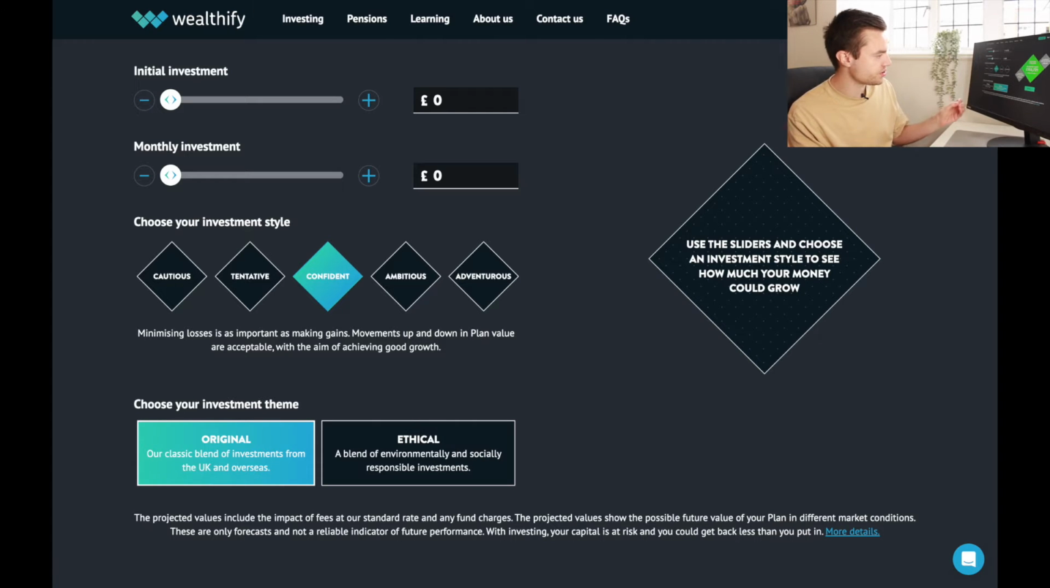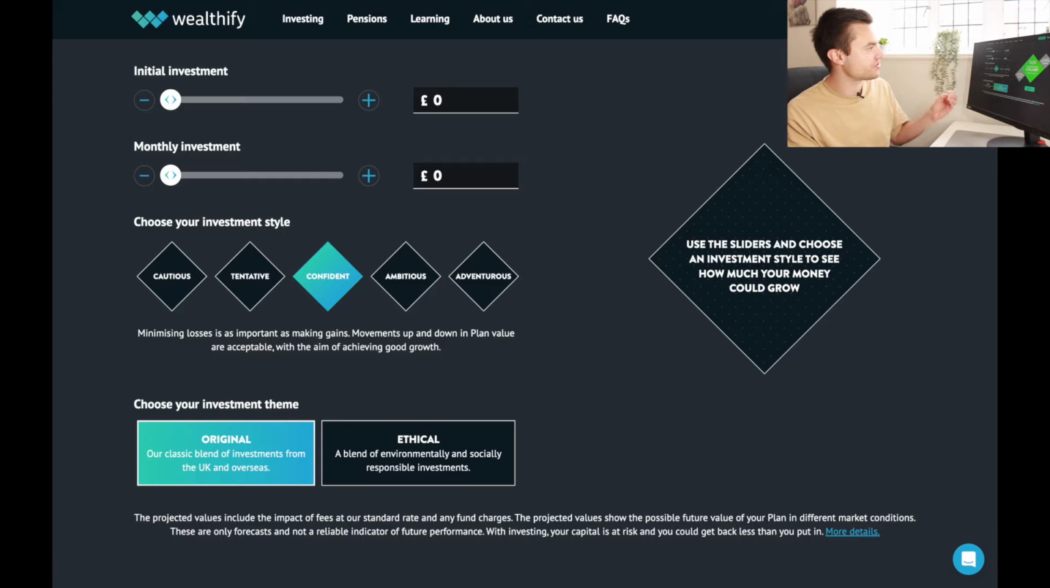Whereas with original, you just don't have that filter for only investing in environmentally and socially responsible investments. It doesn't mean you're putting your money into bad companies and bad investments. It just means you don't have that filter of only investing in environmentally and socially responsible investments. So choosing your investment theme is the first step for Wealthify to identify what type of portfolio suits your needs.